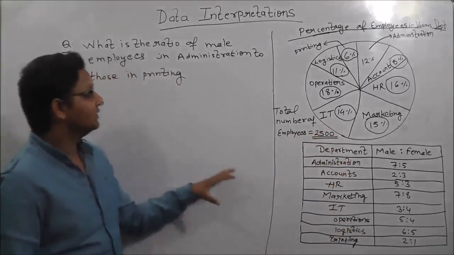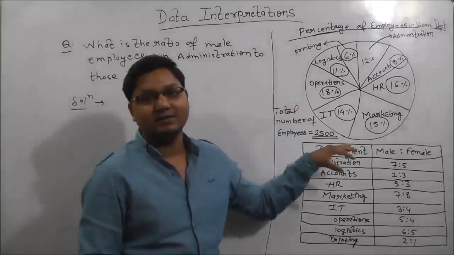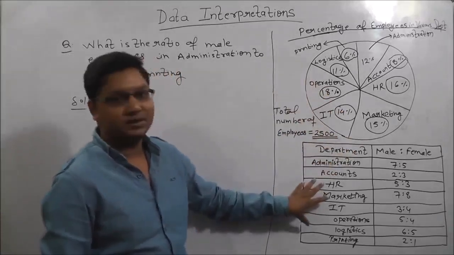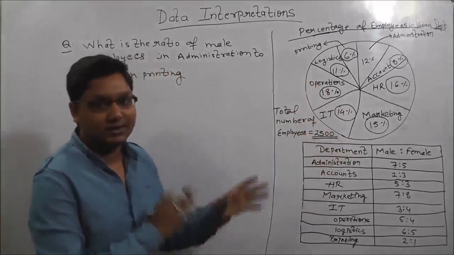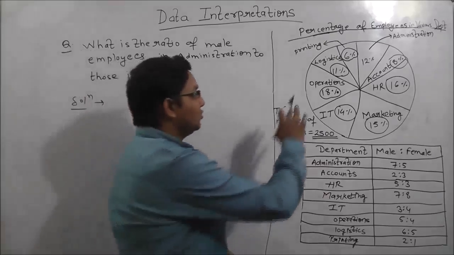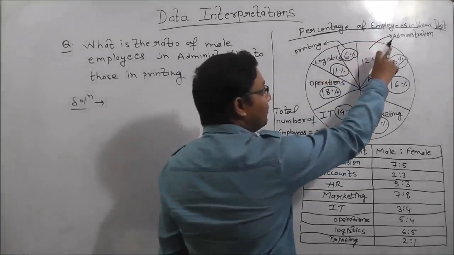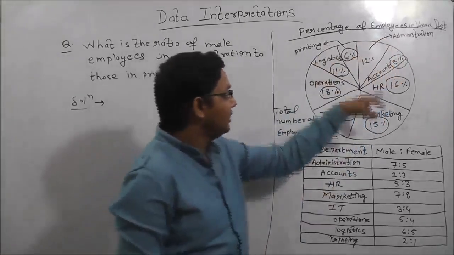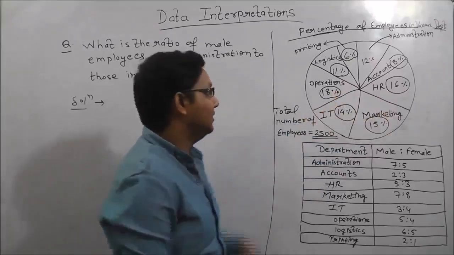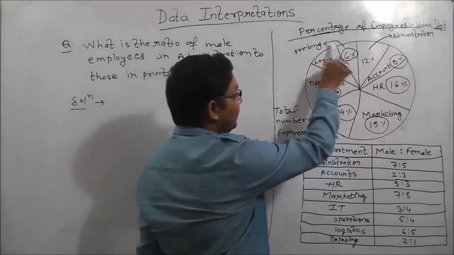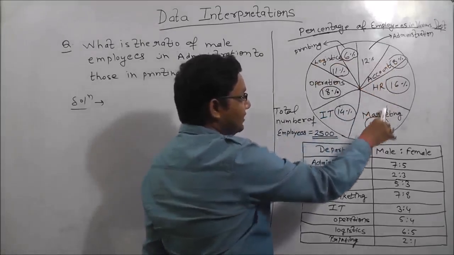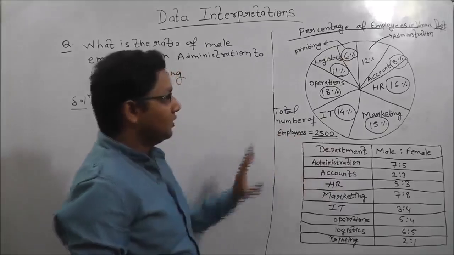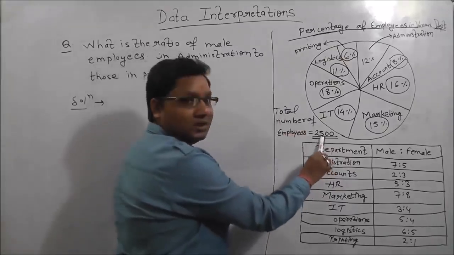So first thing is that you have to first understand the data given. The pie chart is given and a table is given. So these two things first we have to understand, what's the information given. You can see here the percentage of employees in various departments is given. The departments are logistic, printing, then administration, account, HR, marketing, IT and operations. Their percentages are given, and the total number of employees is given as 2500.